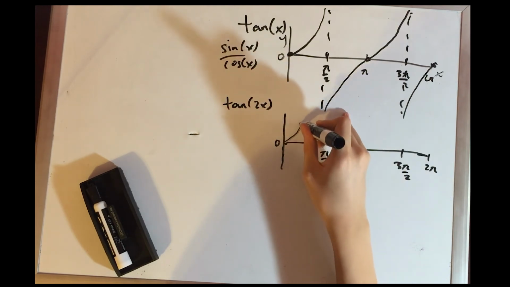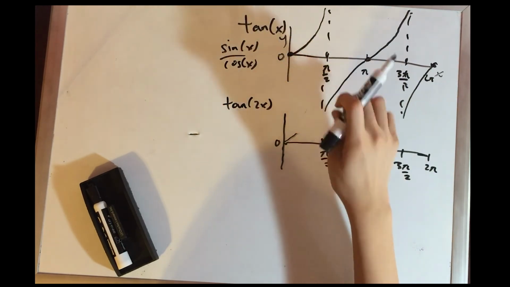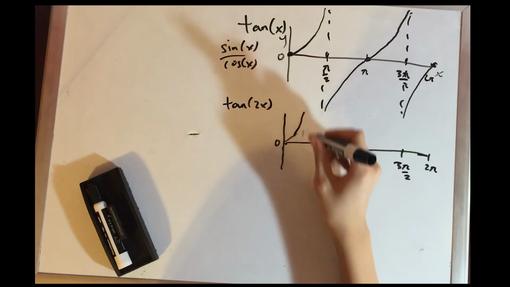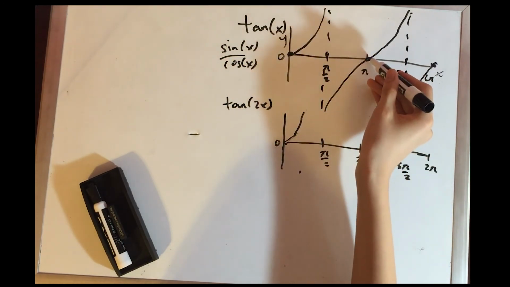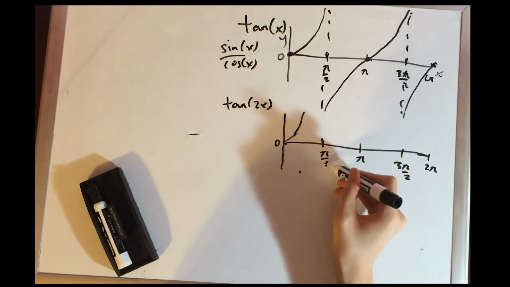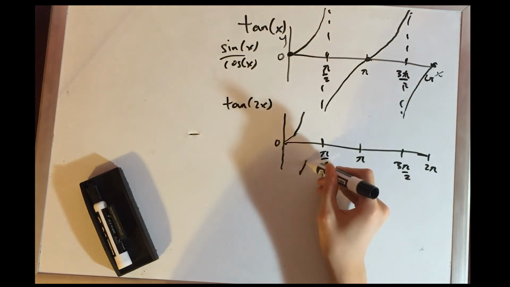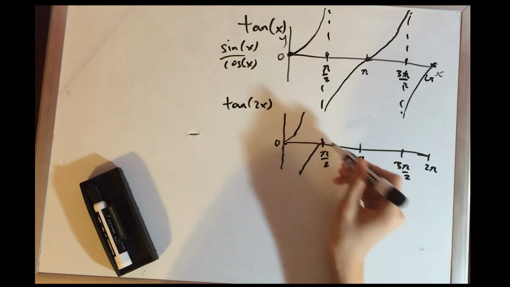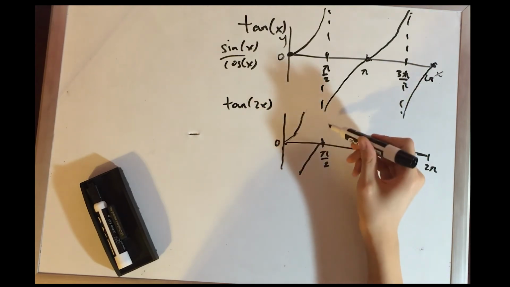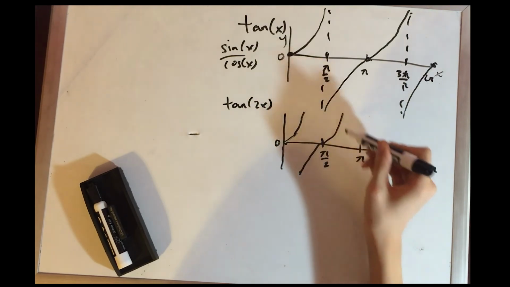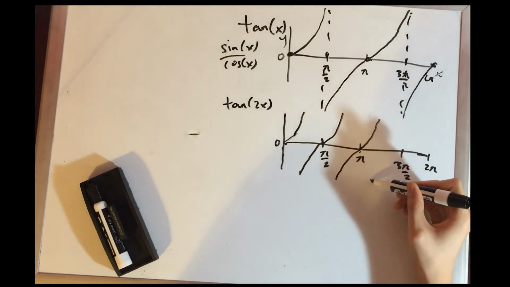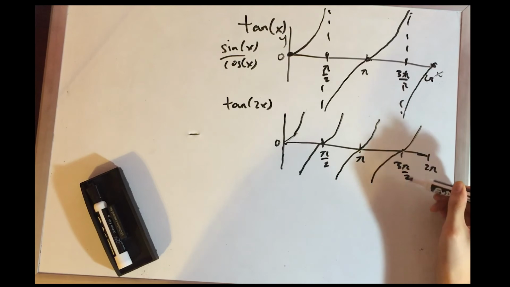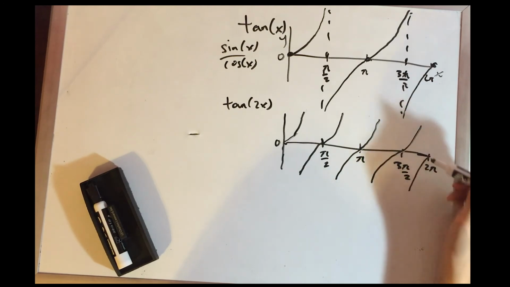I'm not going to draw the asymptote, but I'll put the line going infinitely up there and coming from infinitely down here. And so this is 0 at pi. It's going to be compressed to pi over 2. So there's going to be a 0 at pi over 2. And this is just going to repeat itself. We're going to have an asymptote right here and 0 at pi. So here is what a graph of tangent of 2x looks like.